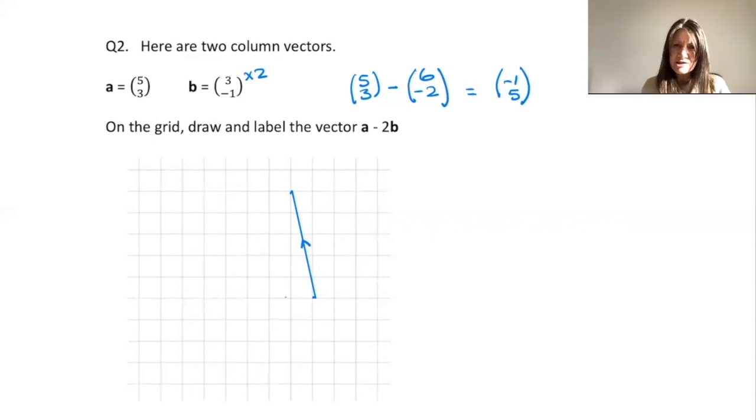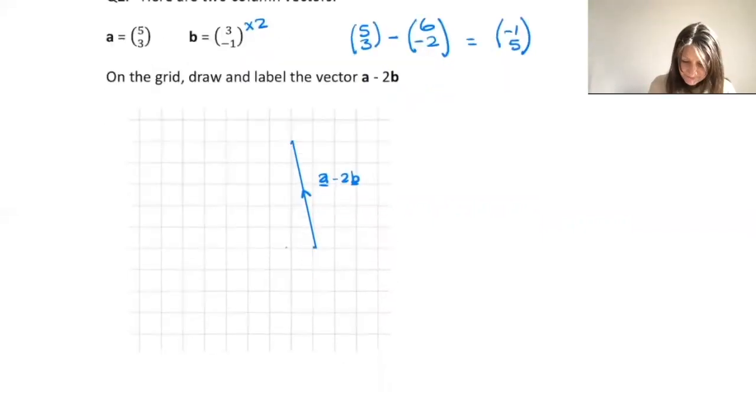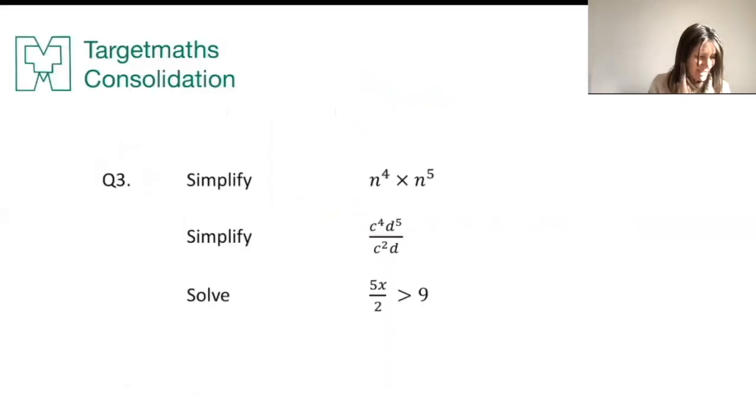That's the direction, start to end is going up that way. So that's our minus 1, 5. It does say draw and label. So I am going to label this as A minus 2B. Okay, so that's the answer to that question. Question 3. We are simplifying.